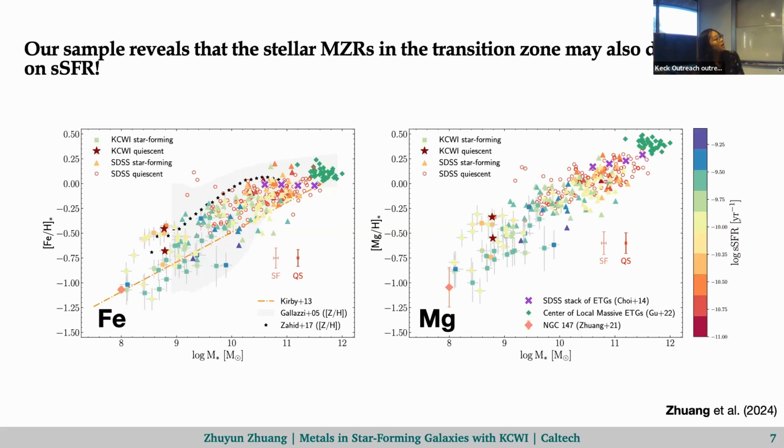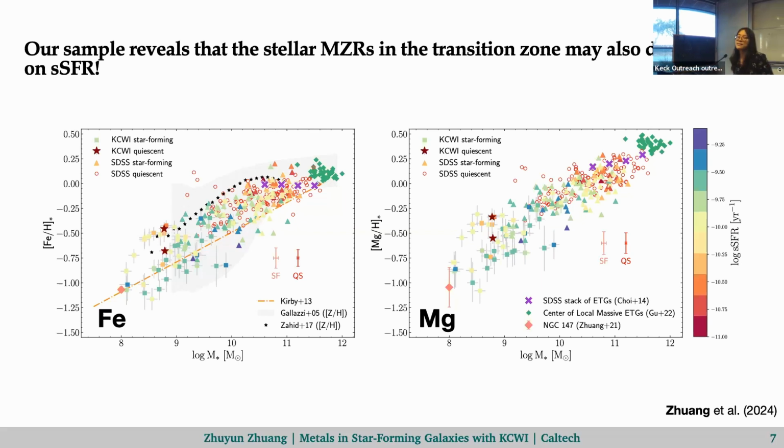First of all, if you compare the star-forming galaxies, which are color-coded by their specific star formation rate, with the quiescent galaxies shown by these open circles, you can definitely notice that the scatter in the quiescent MZR is smaller. On the other hand, if we pay attention to the color bar, we definitely see some potential dependence on the specific star formation rate in terms of stellar metallicity. Focusing especially on our KCWI sample, at similar stellar masses, galaxies with higher specific star formation rate, so more green, tend to be more metal poor compared to the galaxies with lower specific star formation rate.